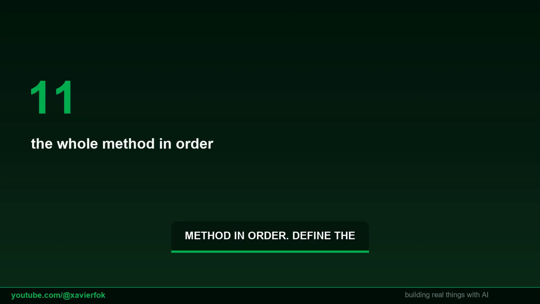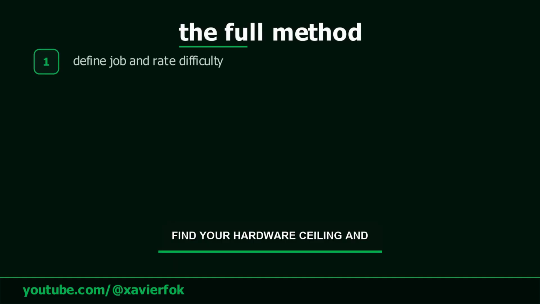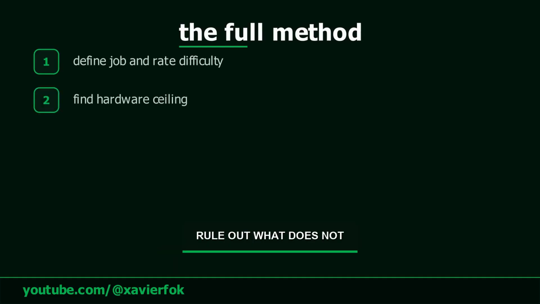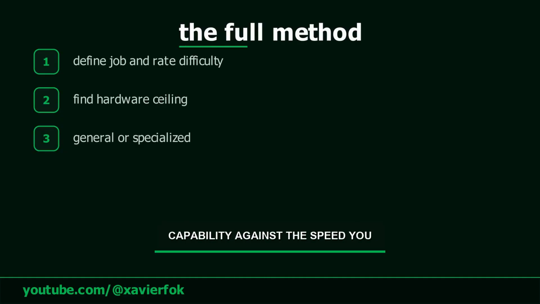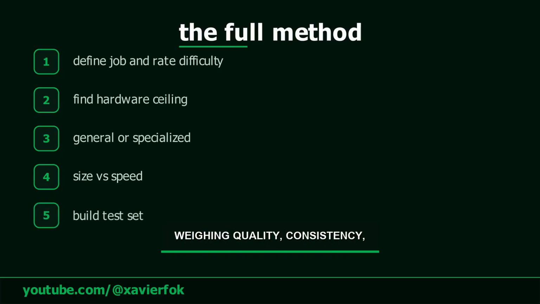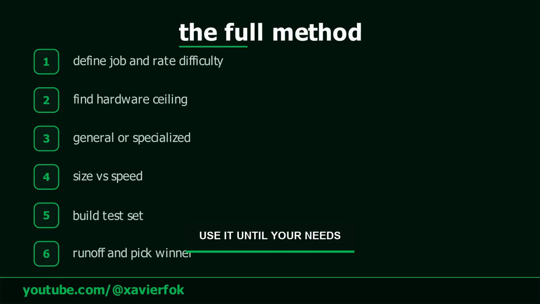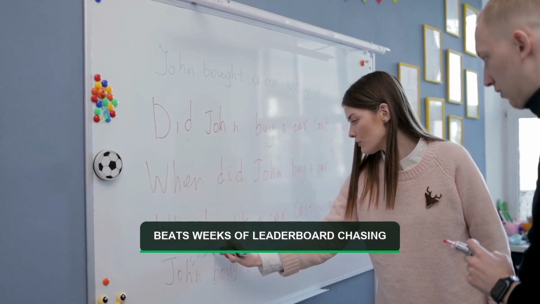So here is the whole method in order. Define the job concretely and rate its difficulty. Find your hardware ceiling and rule out what does not fit. Choose general or specialized to match your task's shape. Pick a size that balances capability against the speed you need. Build a tiny test set from your real inputs. Run your shortlist through it head-to-head and pick the winner on your work, weighing quality, consistency, and speed. Then stop and use it until your needs genuinely change. That is repeatable, it takes under an hour, and it beats weeks of leaderboard chasing every time.